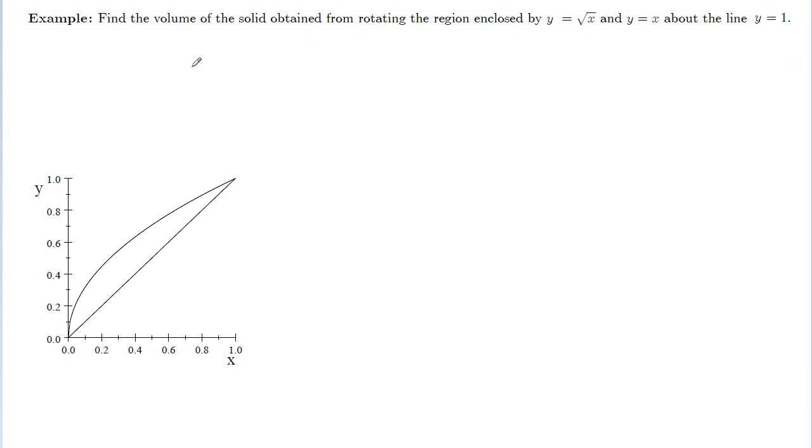So in this example, we're going to take the same solid area between y equals root x and y equals x that we had in example 3, except we're going to rotate around the line y equals 1. And in fact, why don't you pause the video for a second here and attempt to draw that solid and set up the integral that gives that volume.